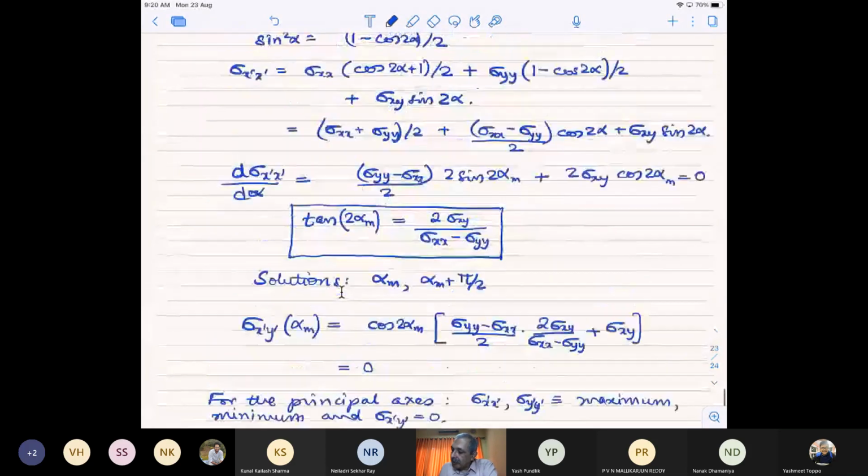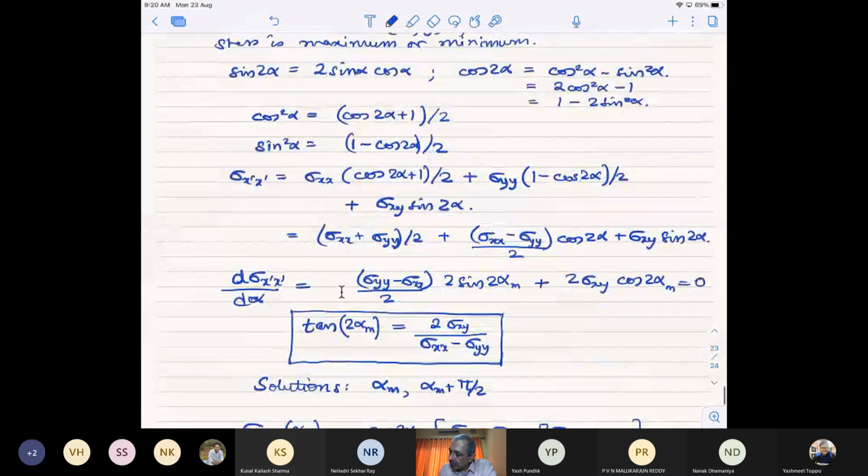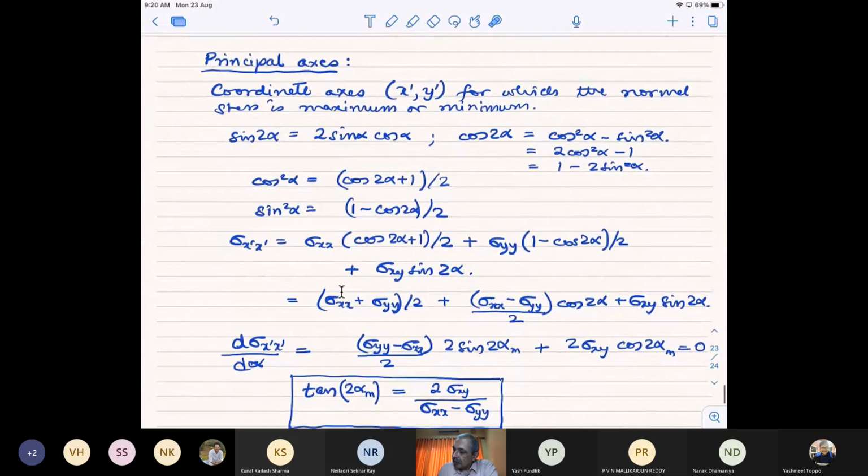Now we want to find out the actual values of sigma xx max and sigma min. What we can do is substitute for tan of 2 alpha m, which is given in terms of this, into these equations. We have got these equations, so we can just substitute, and then the sigma max will come in terms of this.